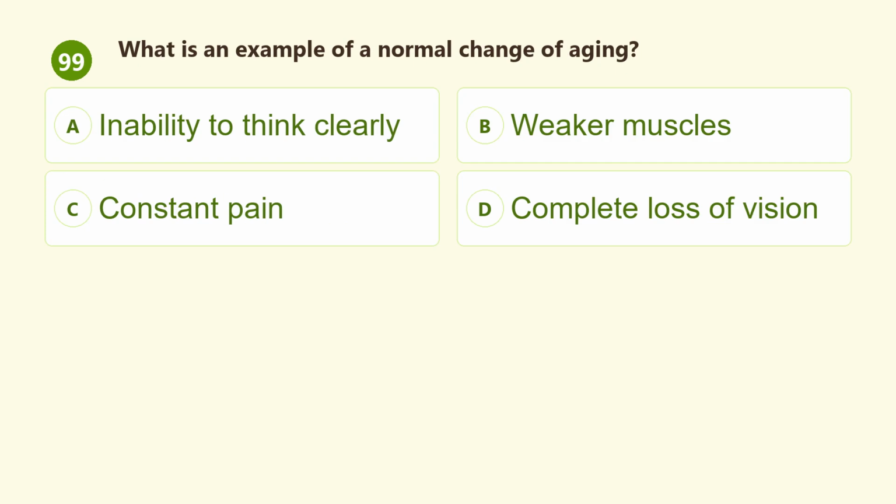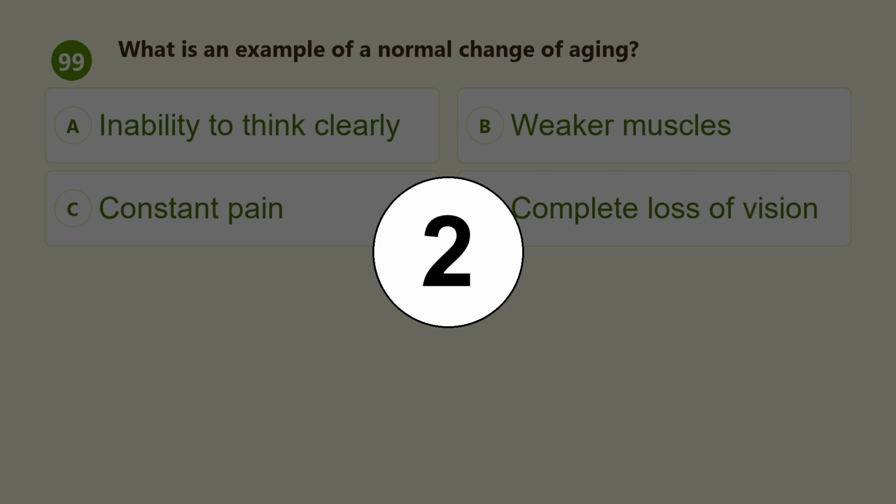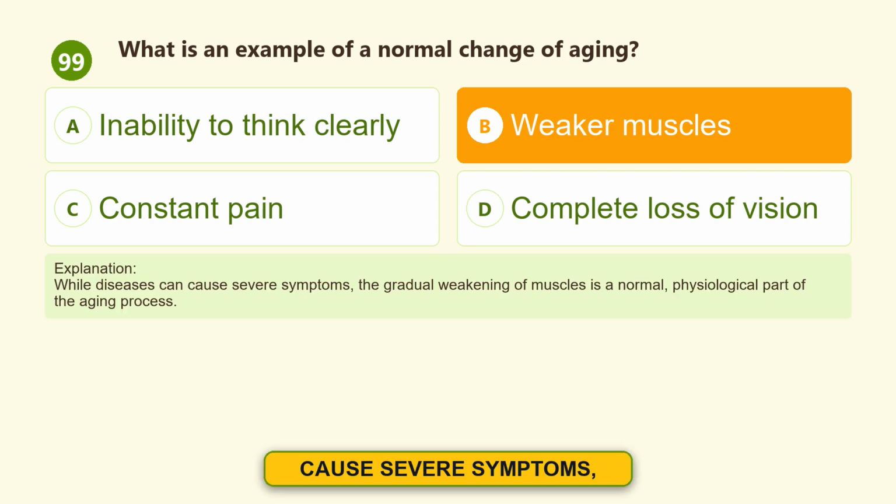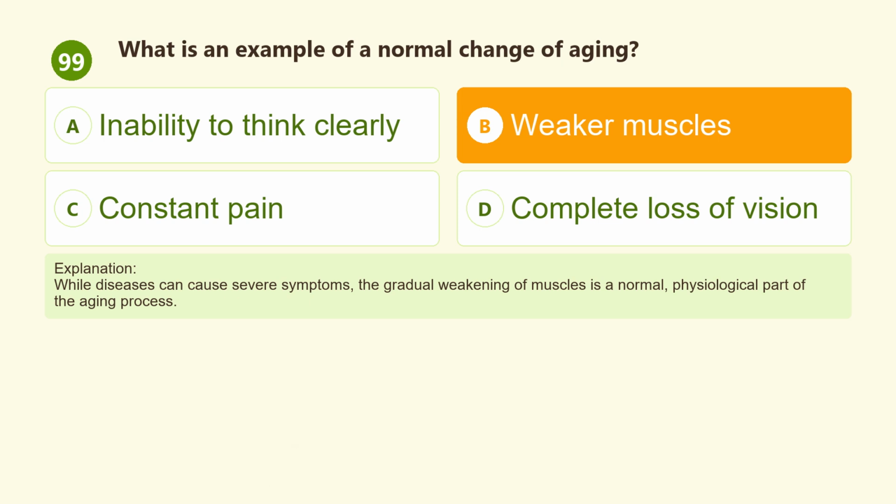Question 99. What is an example of a normal change of aging? Option A, inability to think clearly. Option B, weaker muscles. Option C, constant pain. Option D, complete loss of vision. The correct answer is option B, weaker muscles. While diseases can cause severe symptoms, the gradual weakening of muscles is a normal, physiological part of the aging process.